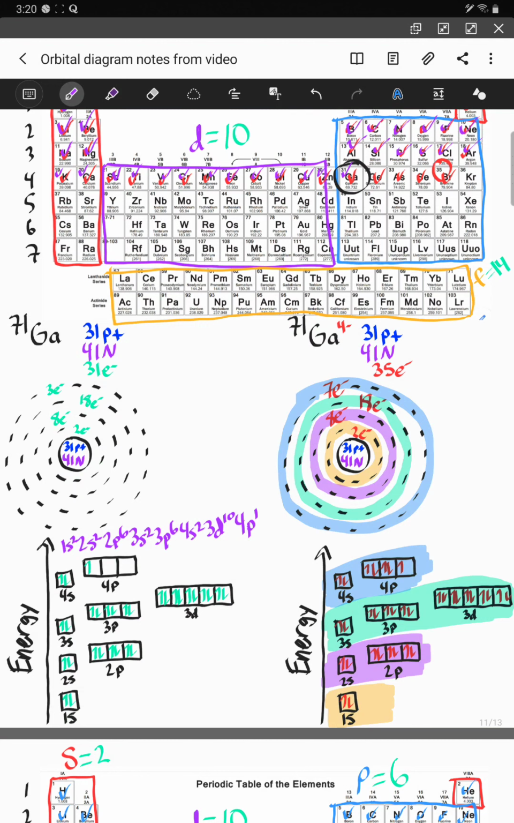So I can write all of this out again. 1s2, 2s2, 2p6, 3s2, 3p6, 4s2, 3d10, 4p, but again, we have 5 electrons drawn in the p orbital, not 1. So I'm going to write 4p, 5.